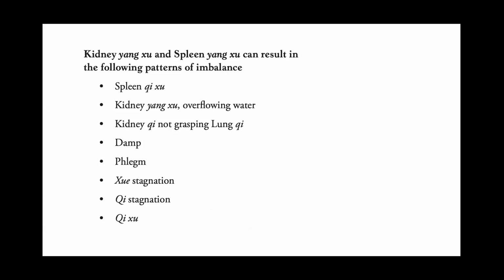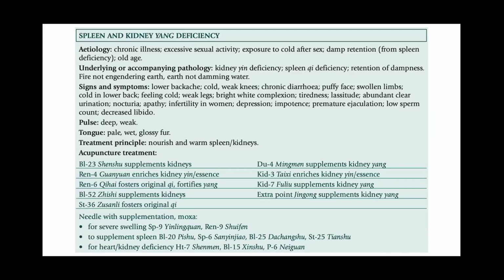Kidney yang deficiency and spleen yang deficiency can be caused by the following patterns of imbalance: kidney yang deficiency, spleen yang deficiency, spleen qi deficiency, cold, damp, and in turn, this pattern can result in spleen qi deficiency, kidney yang deficiency, overflowing water, kidney qi not grasping lung qi, damp, phlegm, blood stagnation, qi stagnation, and qi deficiency.